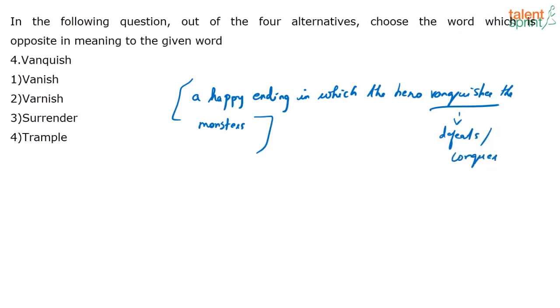So having said that, if this is the meaning, I need an antonym. Options: vanish. Vanish means disappear. Varnish is like a polish, which you apply on wood or any other surface to make it shiny. Unrelated word. Surrender, on the other hand, can be our antonym, right? If somebody is conquering you, the opposite would be you don't give them a chance. You only surrender. So that's the opposite, right, of vanquish.